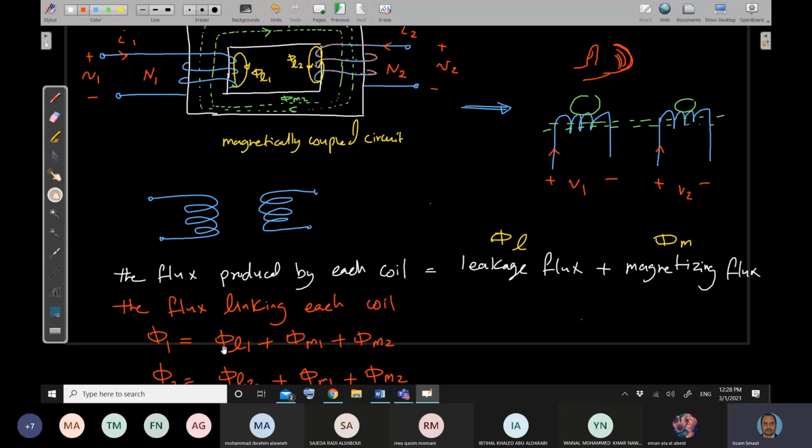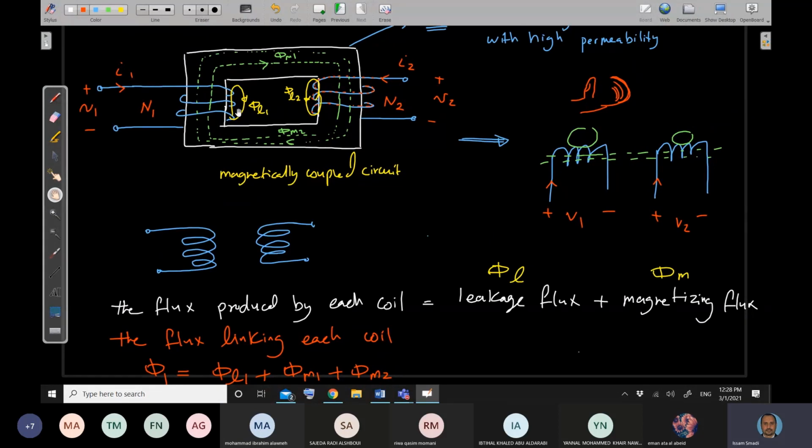What's the meaning of the leakage flux and what's the meaning of the magnetizing flux? The leakage flux is the flux produced by a current in a coil and only linking the coil itself, which is true for phi L1. Phi L1 is only linking what? Coil number 1, correct? Phi L1 is produced by which current? I1. And it's only linking what? Coil number 1.